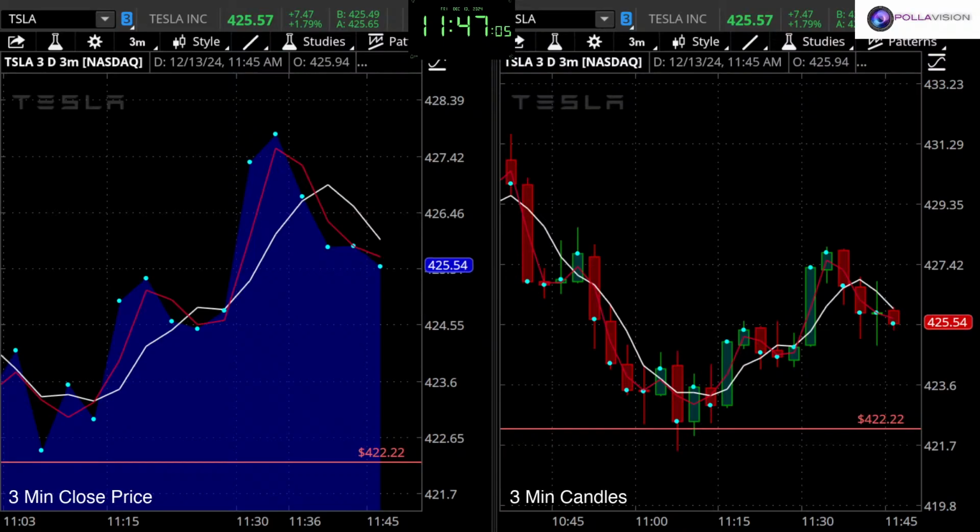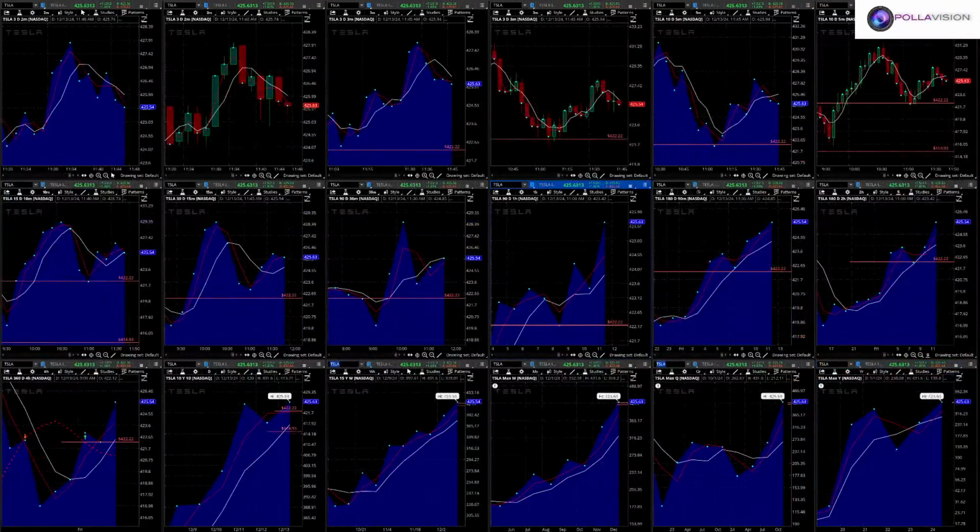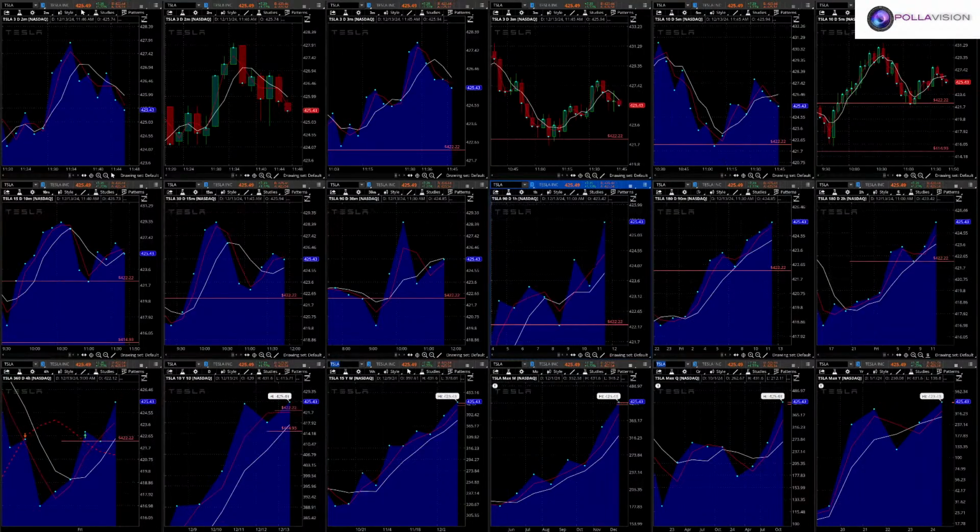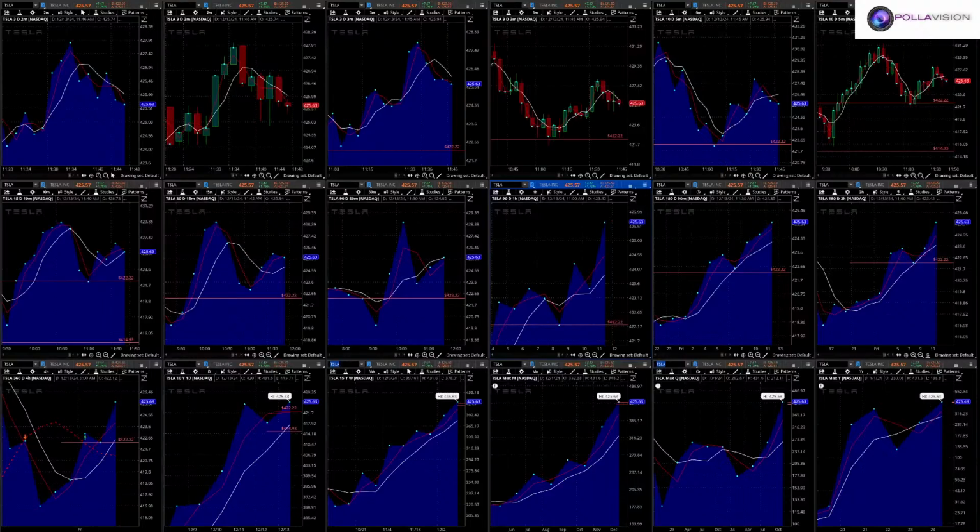I'll show you what I am looking at. So this is what I'm looking at. I'm looking at 15 different time frames, and you'll see the 2, the 3, and the 5. I do have candles showing, but I can see the year all the way to the minute. And then I just switch between them.